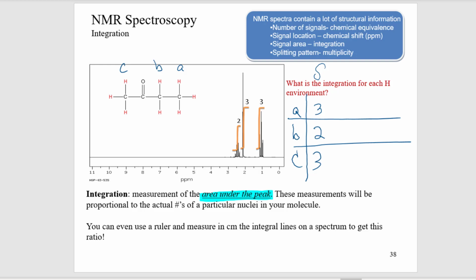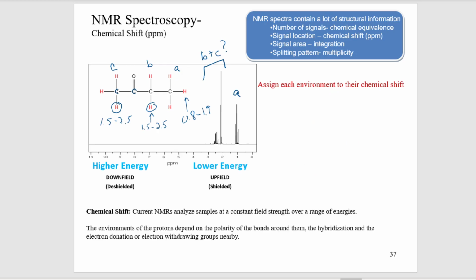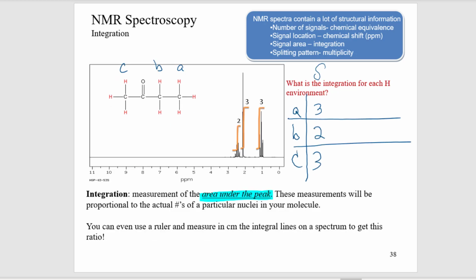So when the instrument actually takes the integral of these peaks, it's measuring the area under it, and it's going to give it to us in the lowest common denominator ratio. So this is in a 2 to 3 to 3 ratio. And so what you can see here is that I couldn't do this before. I didn't know which one was B and which one was C before, but if I took the integration, the instrument does all the math for me. I see that these are in a 2 to 3 to 3 ratio. I now know that the one more downfield is actually B, and that this one is C, and I already knew this one was A because it's more upfield.